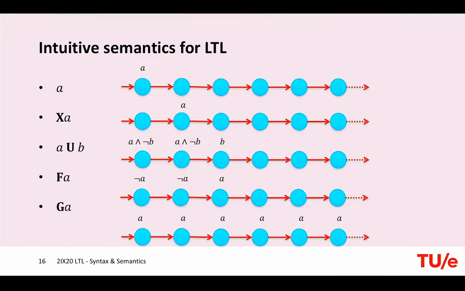So intuitively we can summarize the semantics using a couple of paths. A path satisfies atomic proposition A if the first state on that path satisfies A. It satisfies next A if the second state on that path satisfies A. It satisfies A until B if there is some initial prefix where A holds but B does not, and then at some point B holds. So A and not B holds on all states before B holds. Eventually A holds if there is a prefix where A does not hold, and then eventually A holds. And globally A holds if on all states on the path A is true.